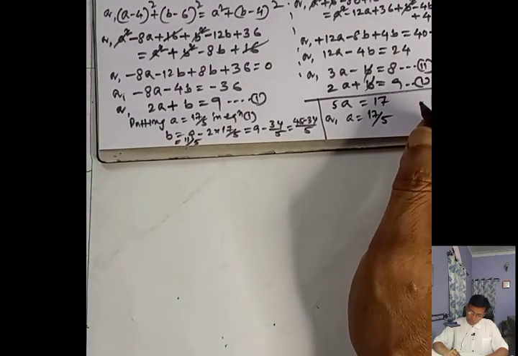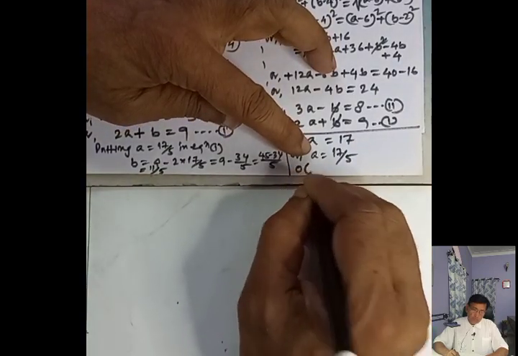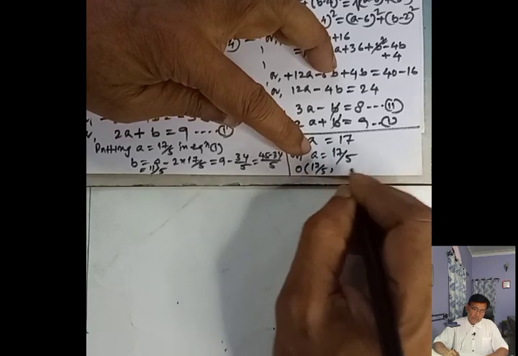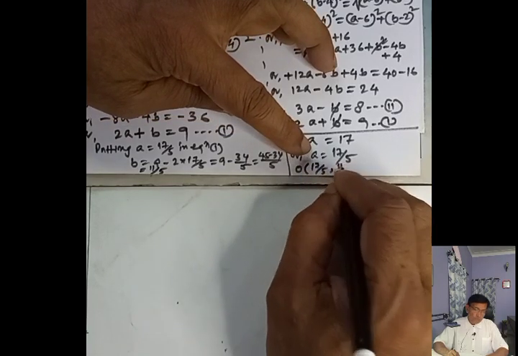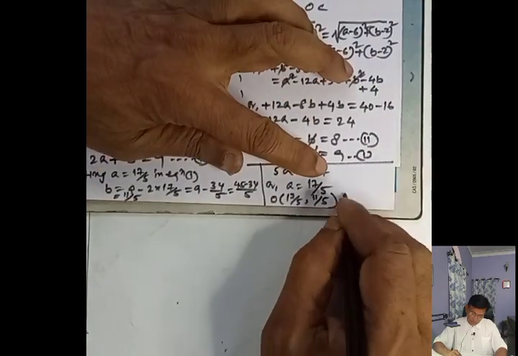So O's coordinate is (17 by 5, 11 by 5). This is the answer.